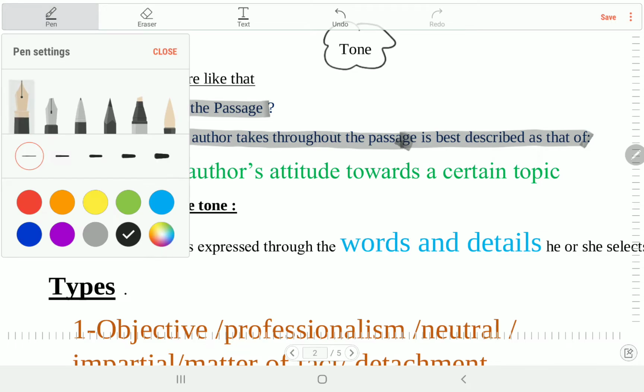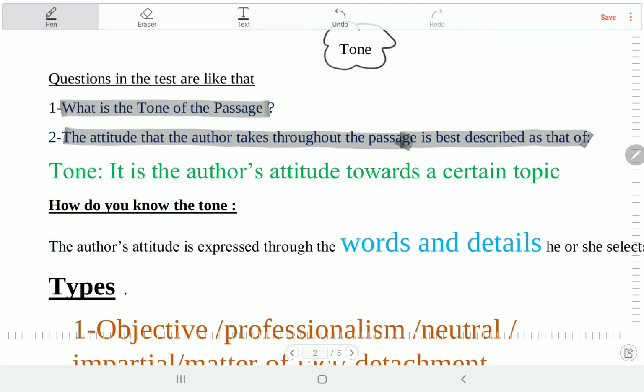So, what is tone? Let's start by asking ourselves, what is tone? Okay, I'll tell you what tone means. Tone is the author's attitude towards a certain topic. What does that mean, the author's attitude? Well, the attitude tells the reader how the author, so it's asking about the author, the one who wrote this passage or article or whatever. So it tells us how the author feels about the subject he or she is writing. That's it.